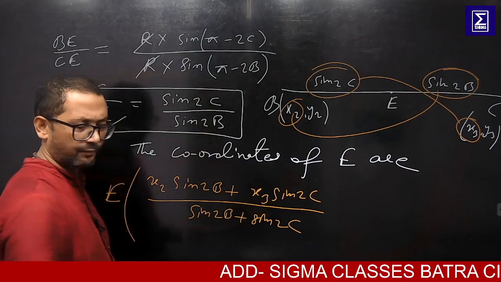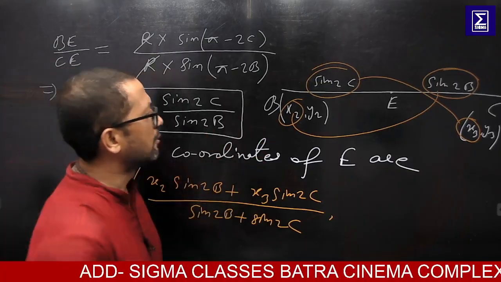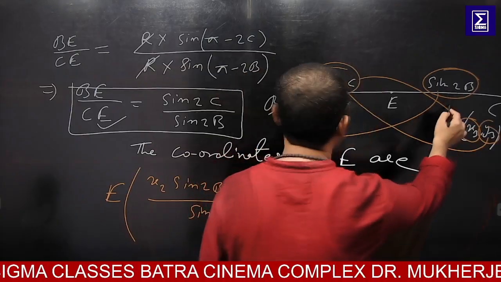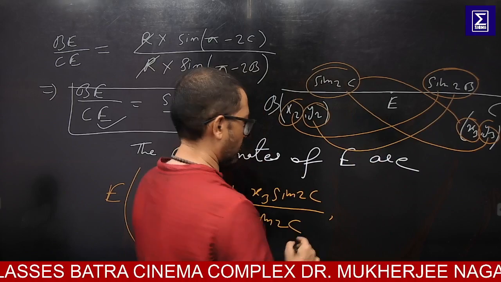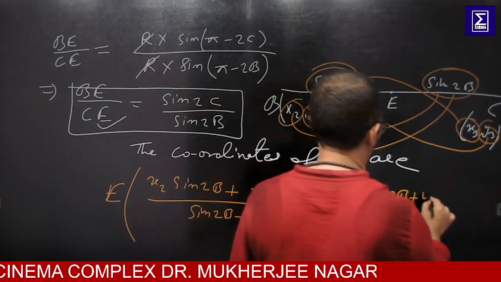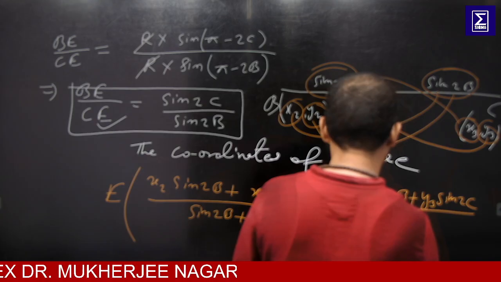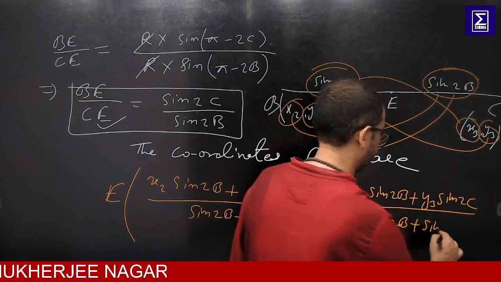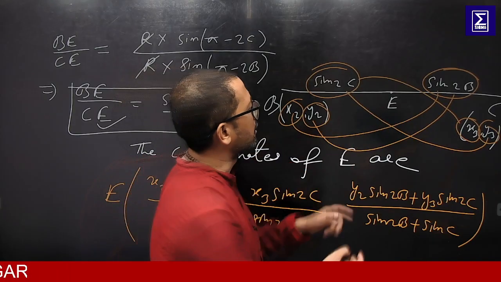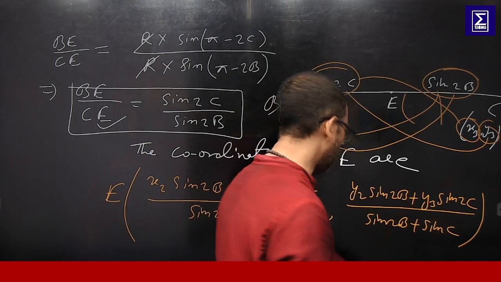Is it clear? This is the abscissa, meaning the x coordinate. Now we shall do the y coordinate also. Again sine 2C will multiply with y3 and sine 2B will multiply with y2. So it would be y2 sine 2B plus y3 sine 2C upon sine 2B plus sine 2C. Yes or no? So now it is done. We got the coordinate of E. So now moving to the next slide.